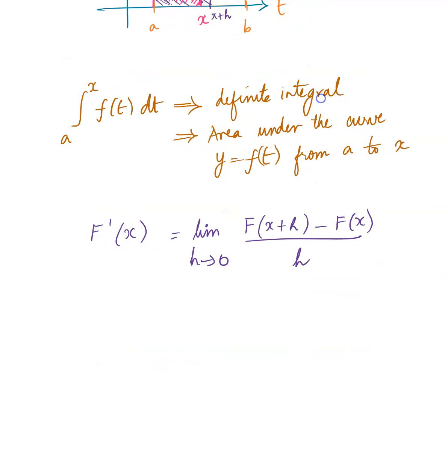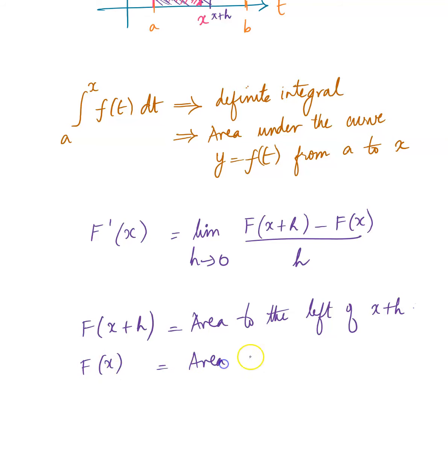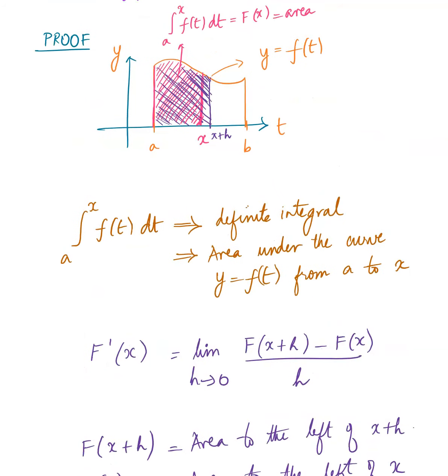So let me write over here, capital F of x plus h is the area to the left of x plus h, and capital F of x is the area to the left of x. So when we say capital F of x plus h minus capital F of x, then it means that we're only talking about this portion in between the two, right? The x and the x plus h. So that is all we are interested in.